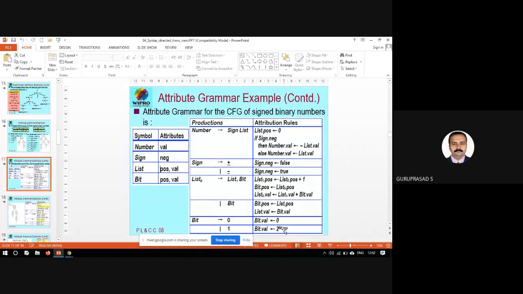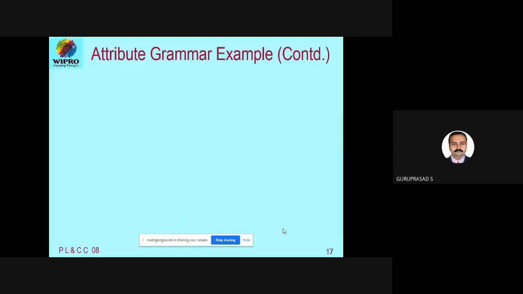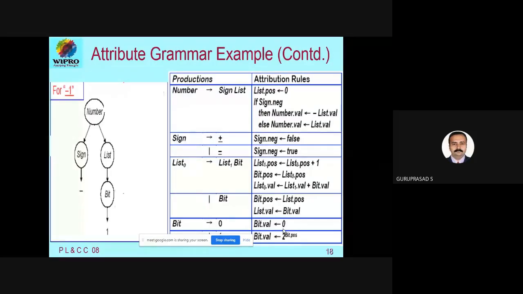Then only we are able to get the value 5. So as to make that computation happen, when the bit is 1, we are computing 2 to the power of bit dot position. Fine. We shall put this into action and make things work. Here we are computing it for -1, which we have already derived.